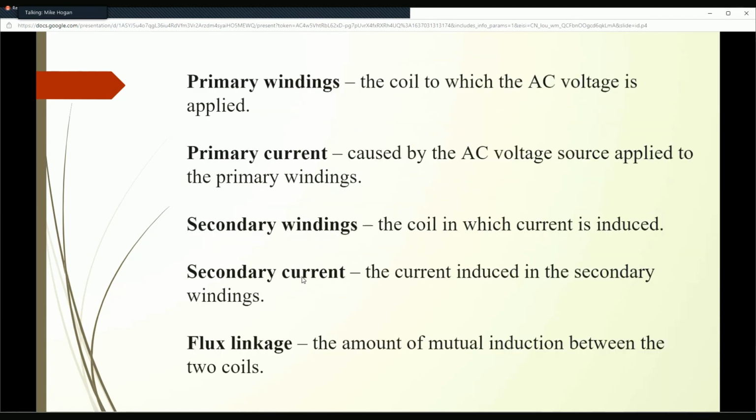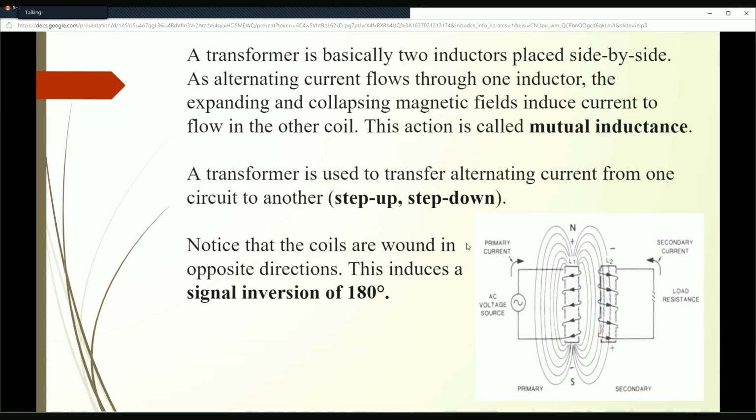We have the primary current. So that's the current that's flowing in the primary. You can see it's labeled here as primary current. That primary current is what's generating this magnetic field.